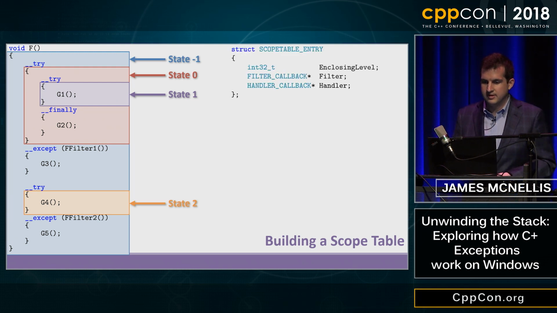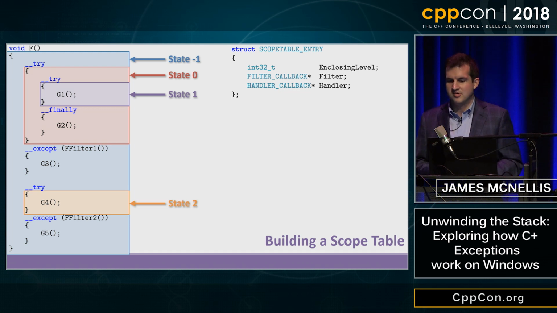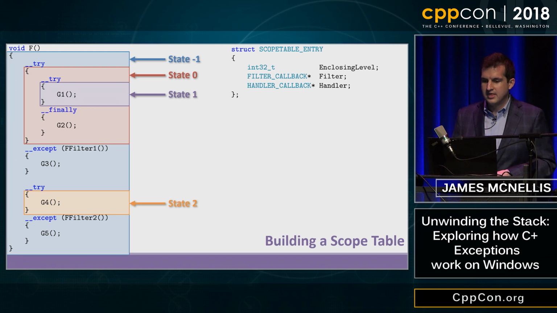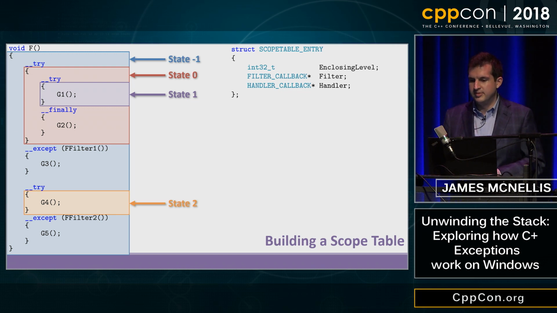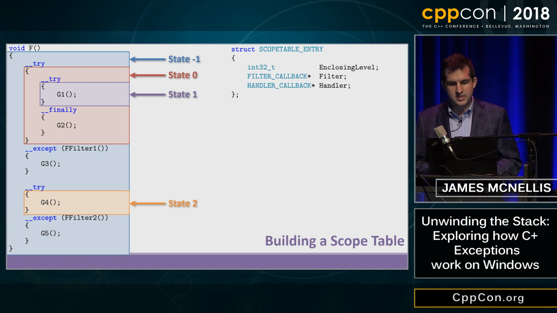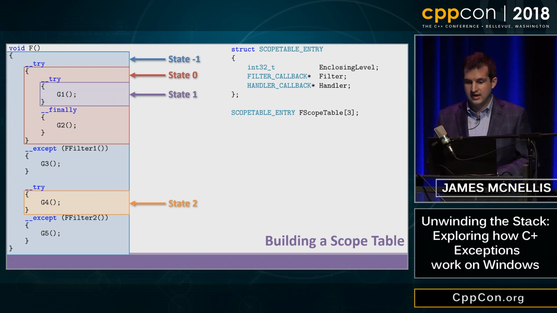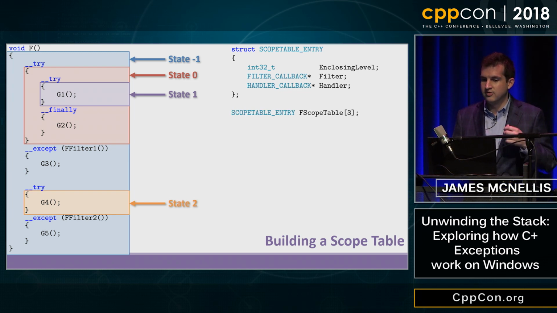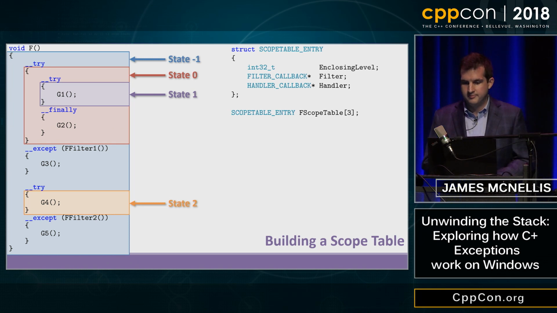So now that the compiler has divided the function up into states, it will build a scope table to represent them. A scope table is an array of entries. Each entry represents a state. It specifies the enclosing state or level, the address of the filter function to be called, and the address of the handler. So for our function here, we need 3 states in our scope table. We don't need an entry for -1 because no action needs to be taken when we are in state -1.